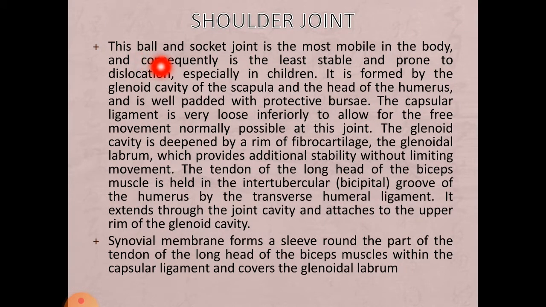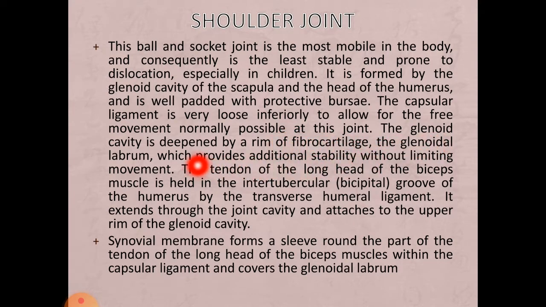The type of the shoulder joint is the ball and socket joint, and it is the most mobile in the body, so definitely it will be more prone to dislocation, especially in children. It is formed by the glenoid cavity of the scapula and the head of the humerus, and it is well padded with protective bursae. The capsular ligament is very loose inferiorly to allow for the free movement normally possible at this joint.